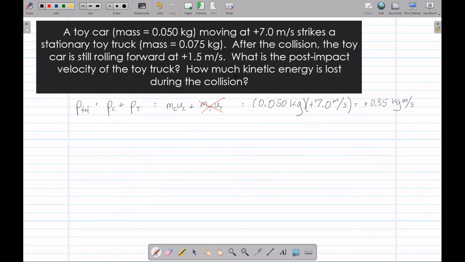But before we get to that, the question also mentions kinetic energy. So let's go ahead and figure out the total kinetic energy of the system before the collision, and then later we'll work out the kinetic energy of the system after the collision.